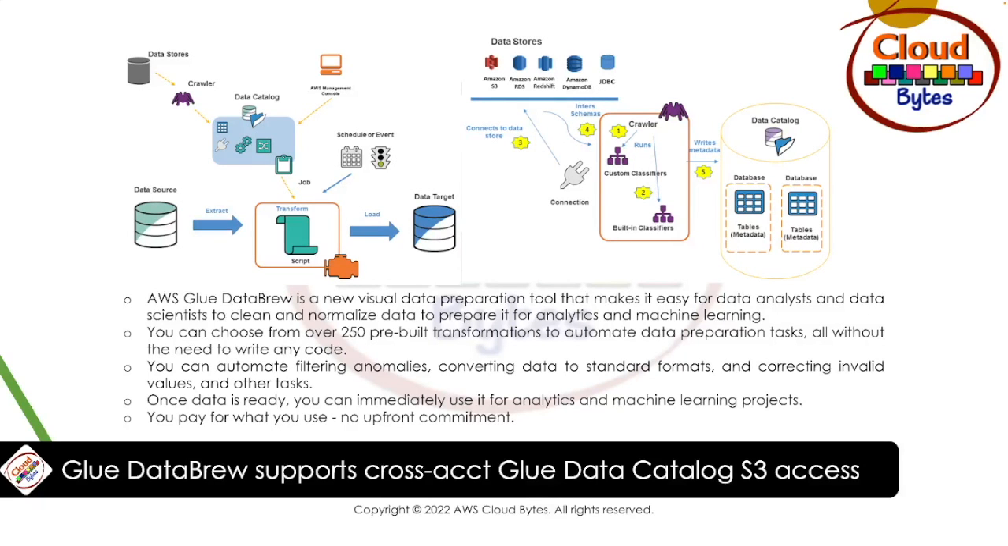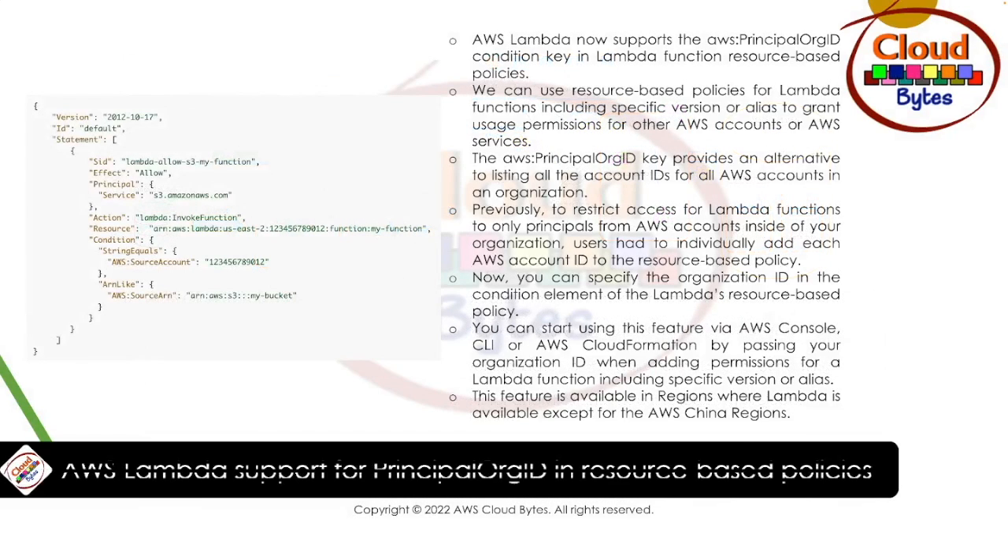Moving on to the next news. AWS Lambda support for PrincipalOrgID in resource-based policies. AWS Lambda now supports the AWS PrincipalOrgID condition key in Lambda function's resource-based policies.